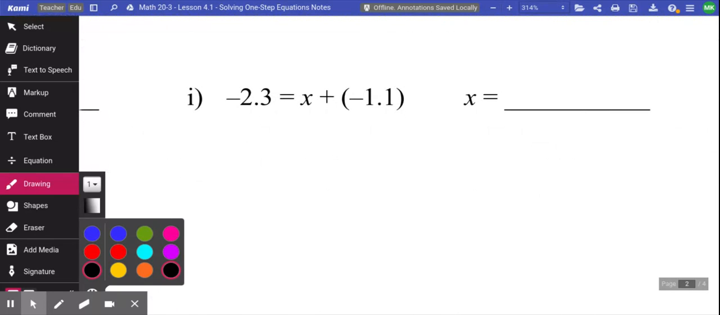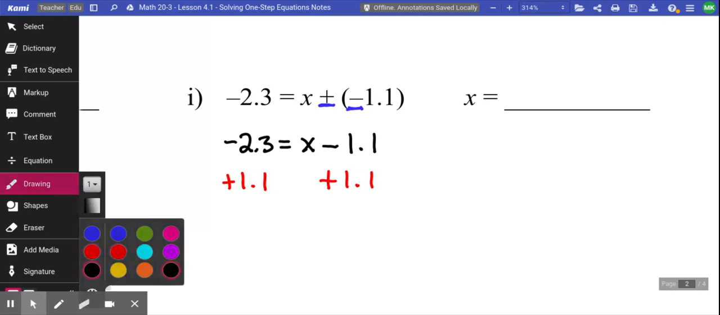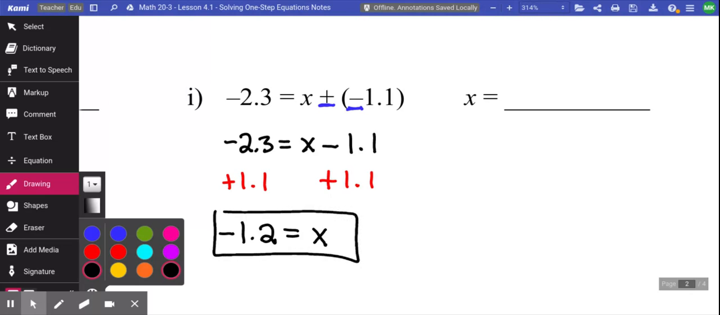This one. This one has a positive and a negative. That means it would be negative. Like that. The opposite of that subtract 1.1 would be to add 1.1. In your calculator, if you go minus or negative 2.3 plus 1.1, you should get negative 1.2. I think.